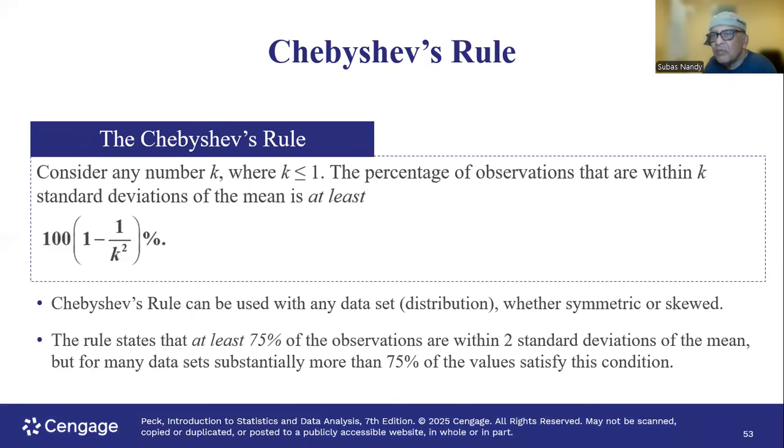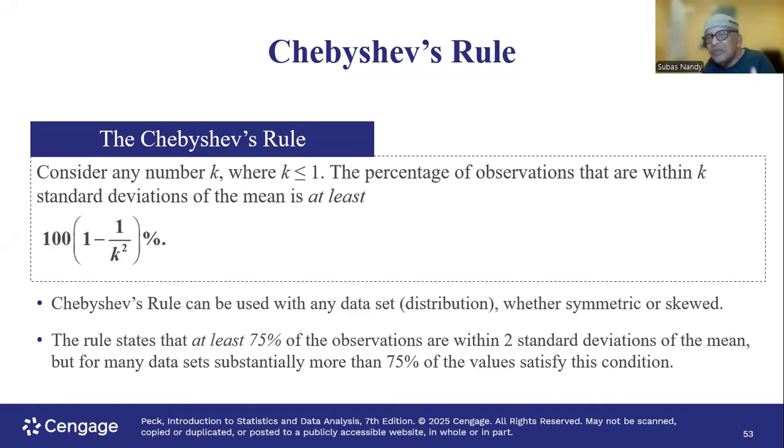So first we talk about Chebyshev's rule. One thing we have to remember, very important thing to remember, Chebyshev rule applies to any kind of probability distribution. It does not have to be bell-shaped. It can be, for example, a uniform distribution, which is a rectangle basically. So Chebyshev's rule applies to any kind of distribution.